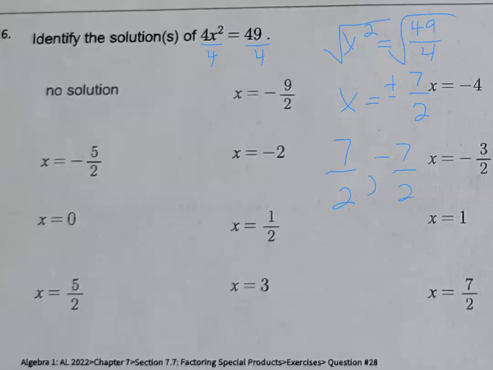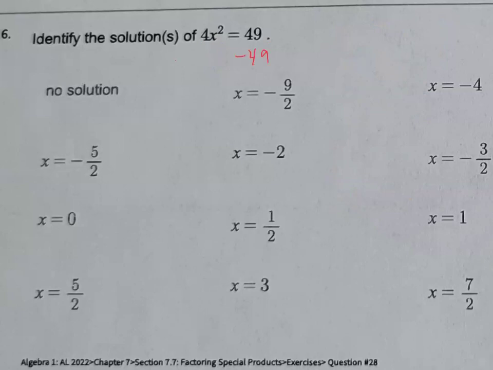The other way, which is probably the way that they're wanting you to do it here, is to factor it, and you've got to get 0 on one side first. So that means you've got to subtract 49 from both sides.